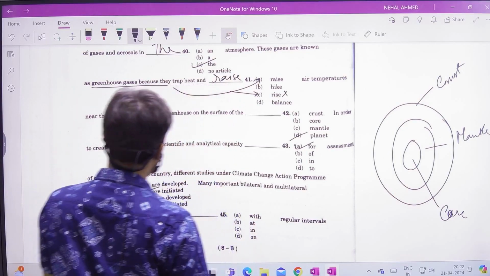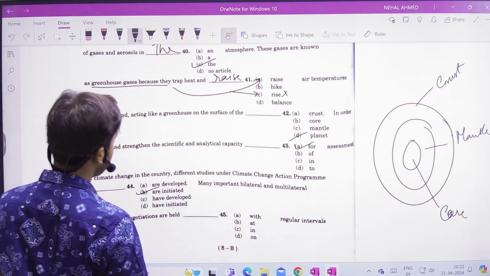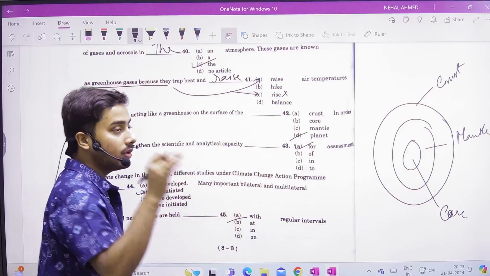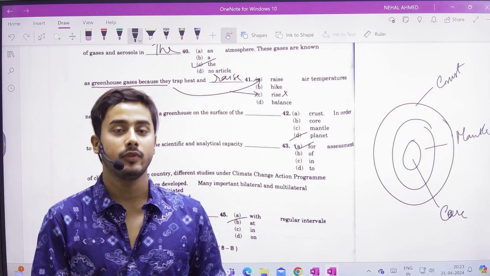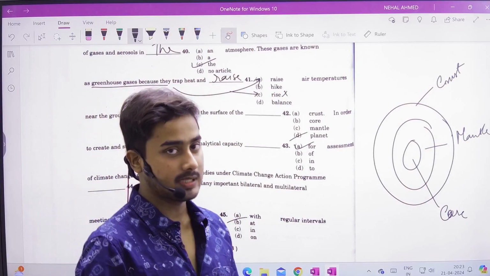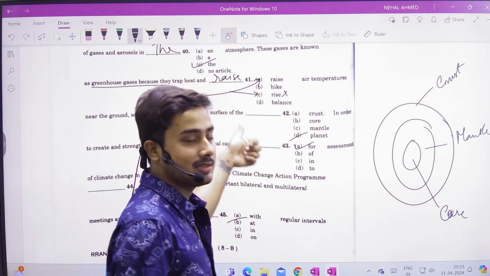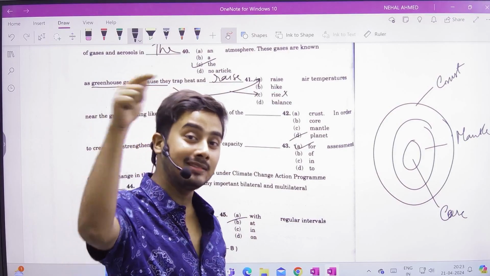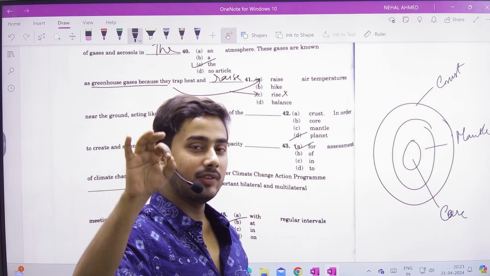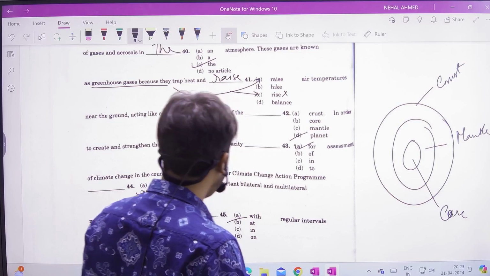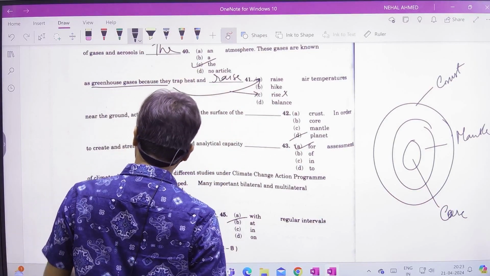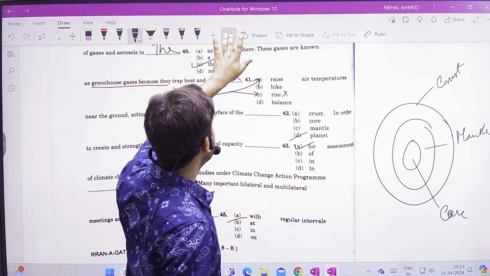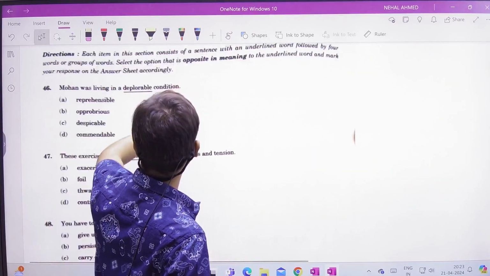Many important bilateral and multilateral meetings and negotiations are held at regular interval. Whenever we use the words regular interval, we are basically referring to a definite frequency. Just as in that question where I said that I'll meet you at the end of February, right? Whenever there is a specific time chronology, we go with the word at. So we say that meetings and negotiations are held at regular intervals. Great, then proceeding forward.